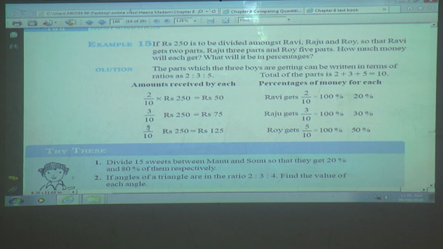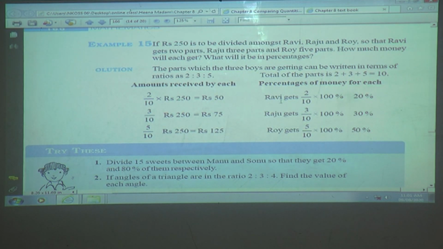We had tried to solve it. So Ravi will get 50 rupees, Raju will get 75 rupees and Roy will get 125 rupees. Now our question is not completed. They want it in a percentage. So again we have to find out the percentage of money for each.